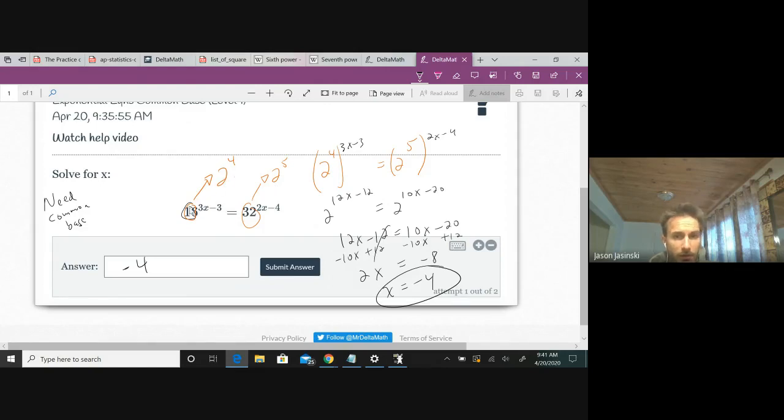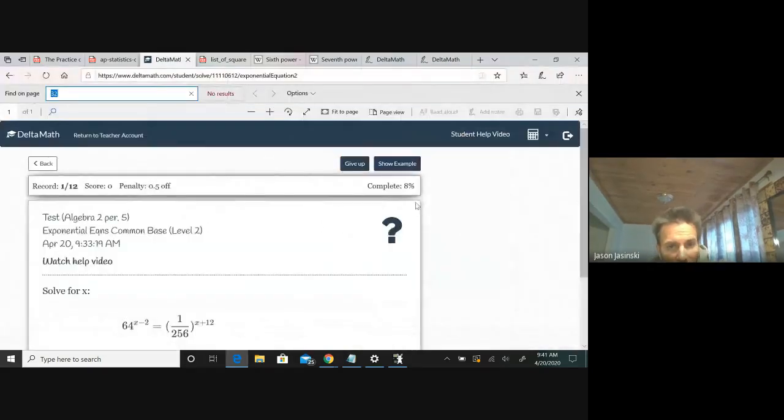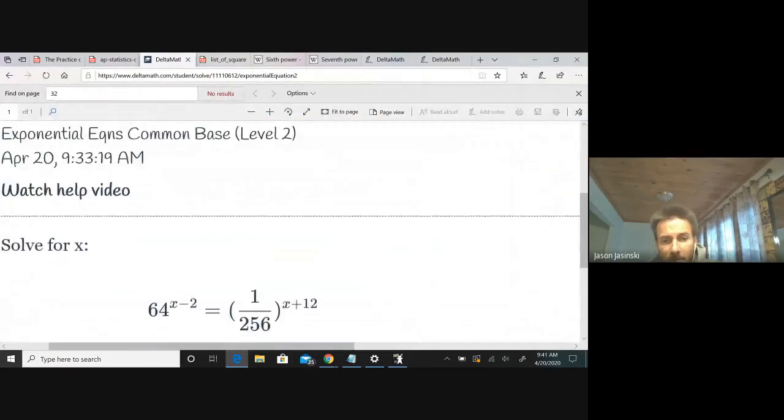All right. So again, the common base was not as clear as the last example, but you use your chart or your intuition. This was powers of 2. Then I distributed the exponents, and then I solved a multi-step algebra 1 problem. All right. The last example I have for you is pretty much the same, except you have a negative exponent.